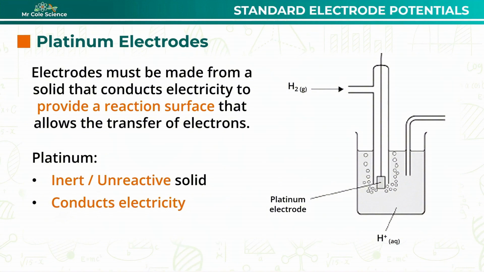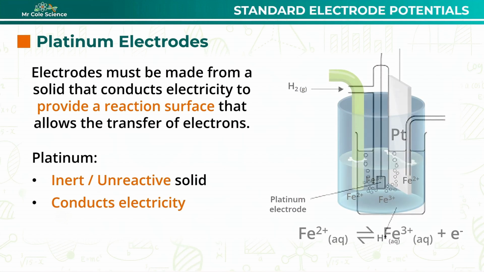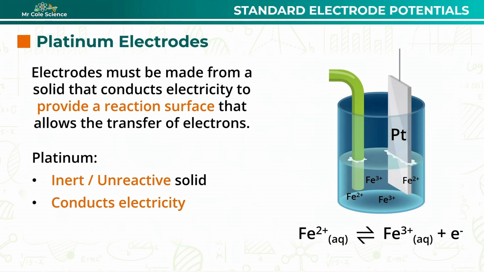Now, platinum electrodes aren't only used in a standard hydrogen electrode. They're also used for half cells involving other gases, or if you have half cells involving solutions of two aqueous ions of the same element, such as Fe2+ and Fe3+ ions. In this example, we can't just use an ion electrode, as we'd be setting up three different reversible reactions.